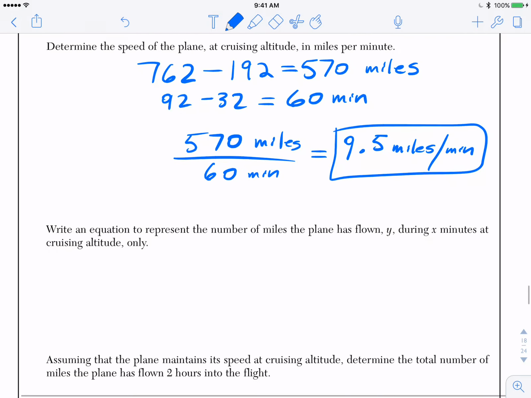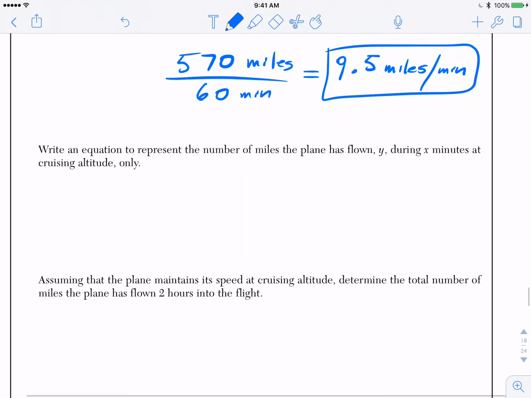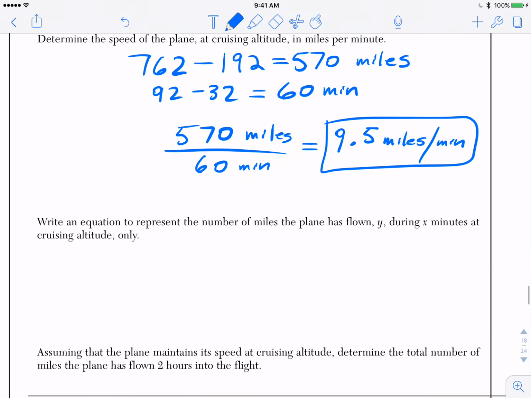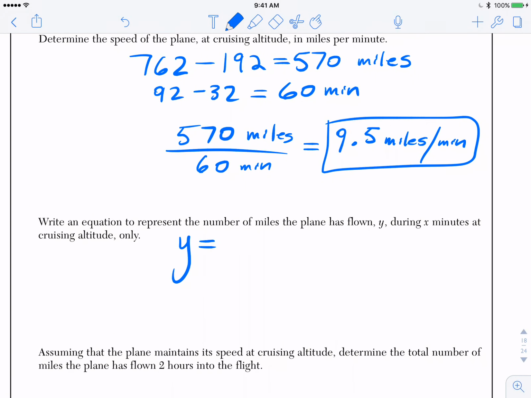For part 2 here, this was the part that I thought was a little confusing. It said, write an equation to represent the number of miles the plane has flown during x minutes at cruising altitude only. So if we think of a linear equation here, we're modeling this. Our rate of change is 9.5. In other words, after every minute, we're going an additional 9.5 miles. So if x is our variable, the total number of miles we went during cruising altitude would simply be 9.5x. In other words, after 2 minutes, we've gone 19 miles and so forth.